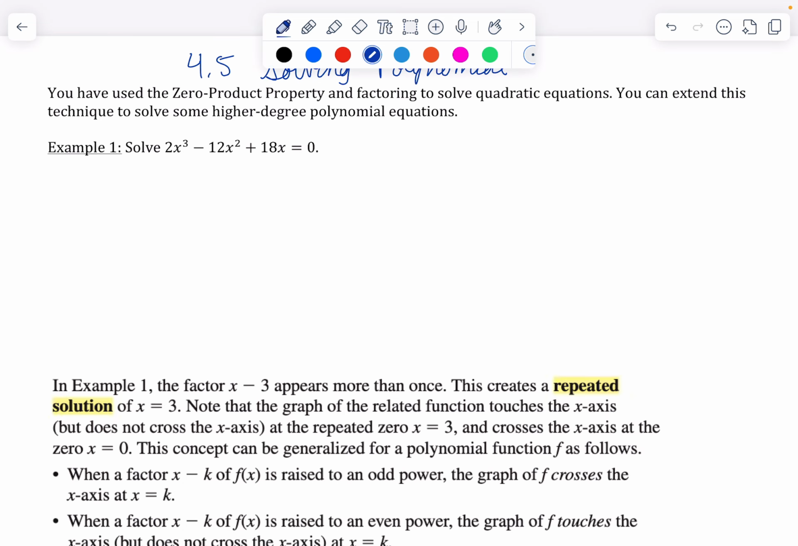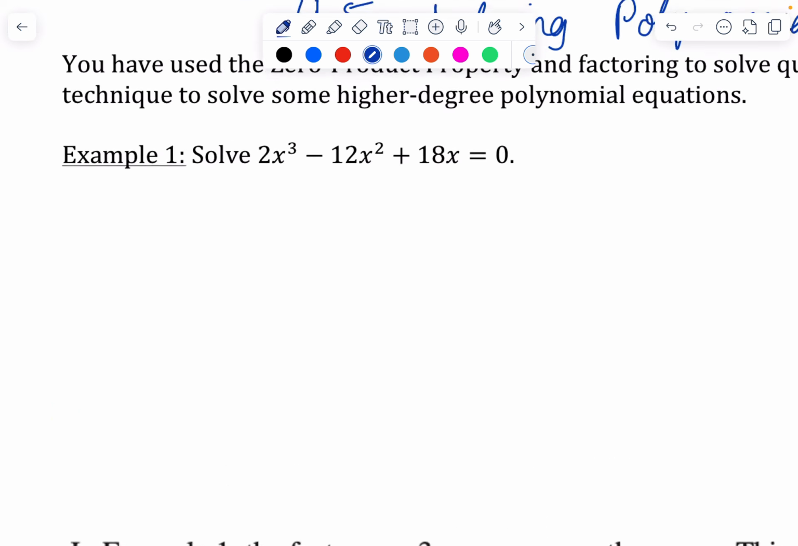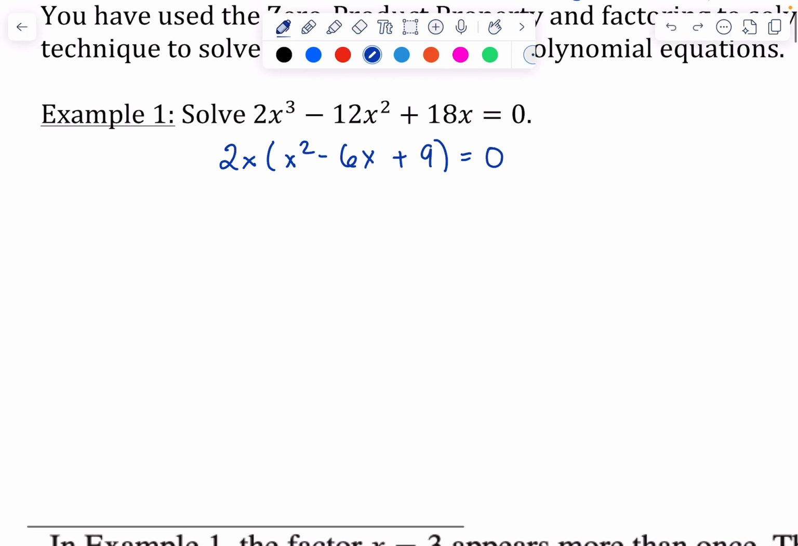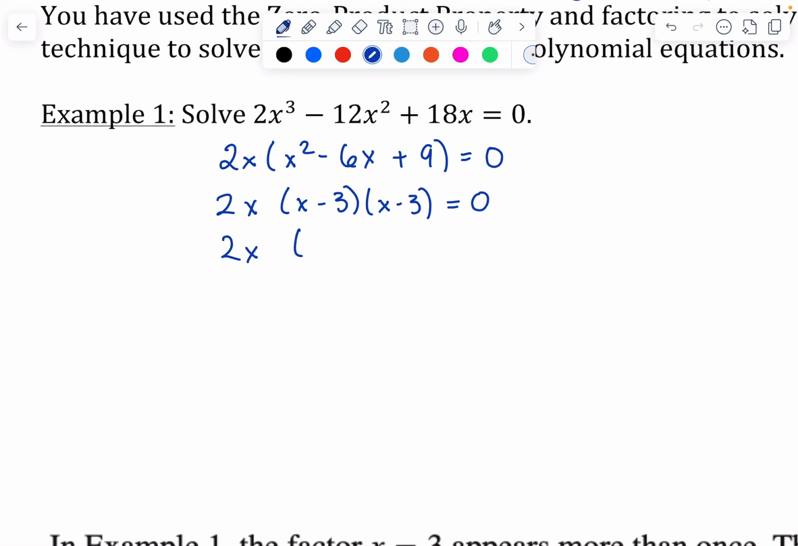So this first example, remember we begin by factoring out a GCF. In this case, that would be 2x. And then we're left with x squared minus 6x plus 9. This part in the parentheses can be factored further, and it's a perfect square trinomial, so you could factor it into x minus 3 times x minus 3. Or you could write it as x minus 3 squared.